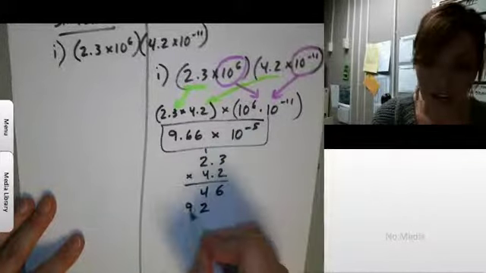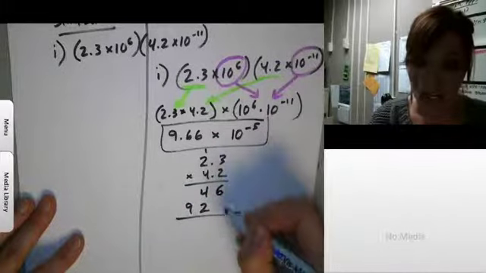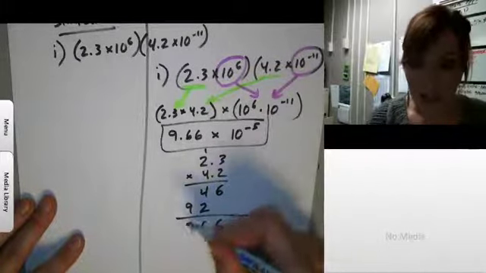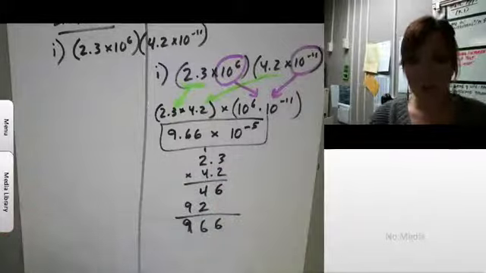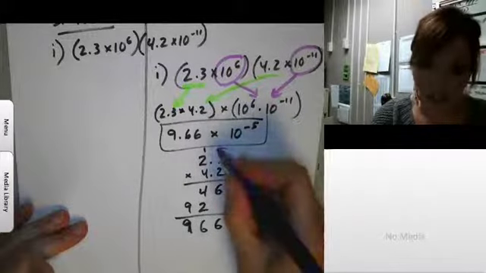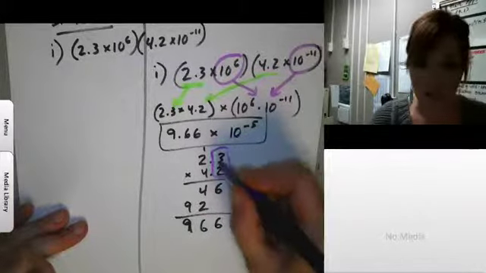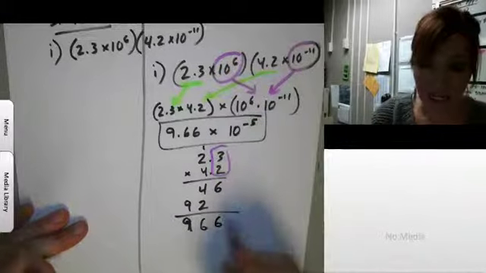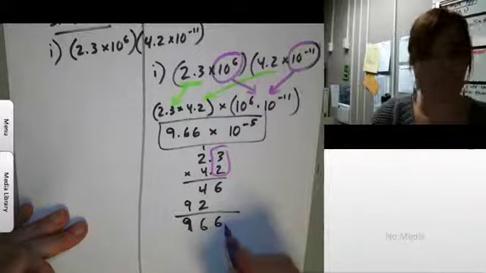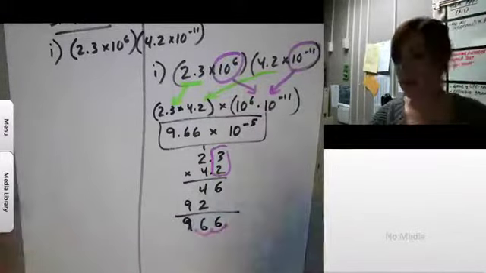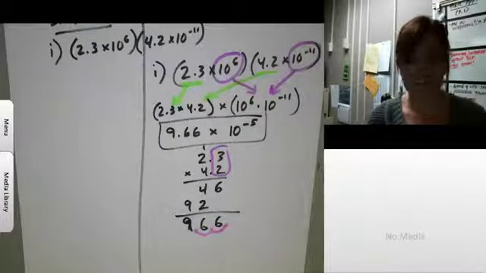Now if we add straight down, we get 6, 6, 9. And I move the decimal over. If I look over here, there are 2 numbers that are behind decimals, which means I take my invisible decimal here and move it over twice. Okay? So it's 9.66.